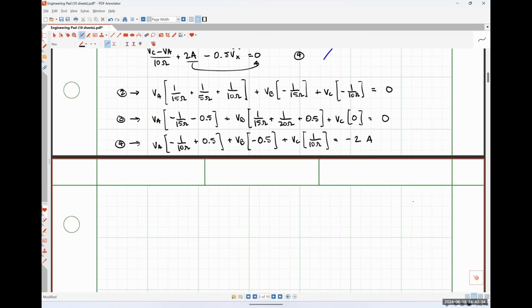So when I solved this system of equations, I got VA to be -740 over 91 volts, which is the same thing as -8.1318. So let's call it 132 volts. VB was -680 over 91 volts. And that's the same thing as -7.473.